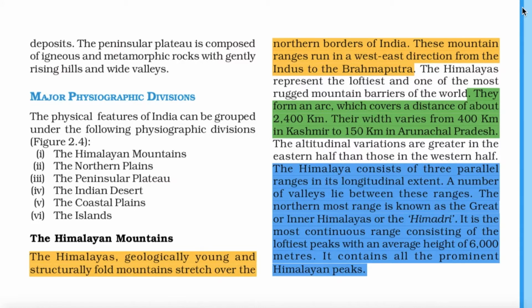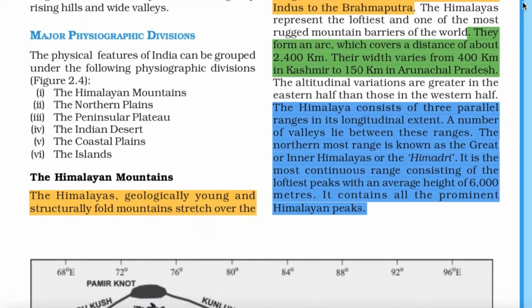Major physiographic divisions. The physical features of India can be grouped under the following physiographic divisions. Figure 2.4. The Himalayan mountains, the northern plains, the Peninsular Plateau, the Indian desert, the coastal plains, the islands.